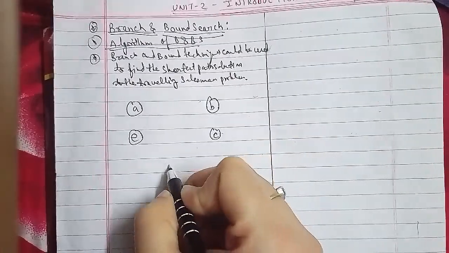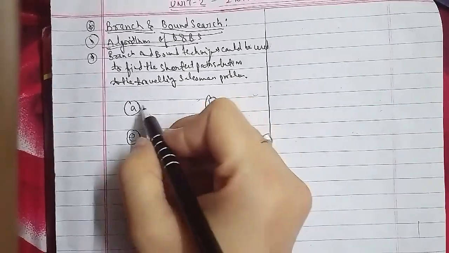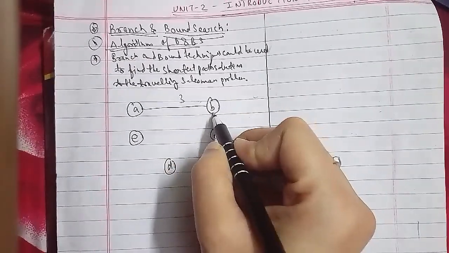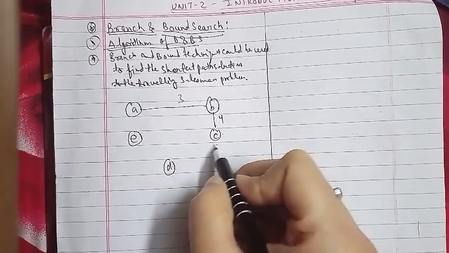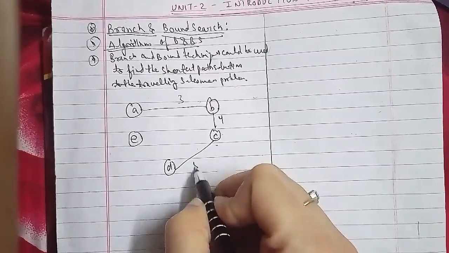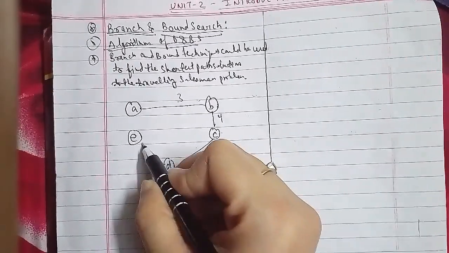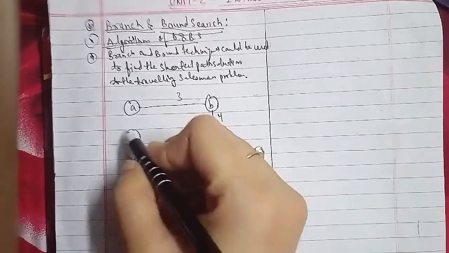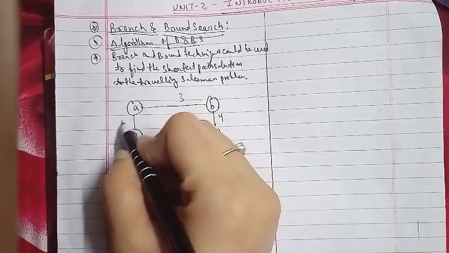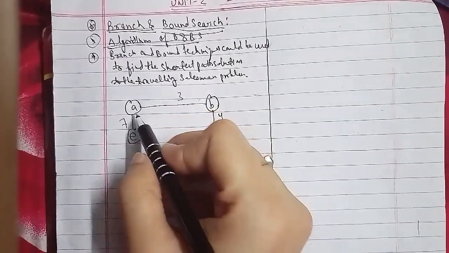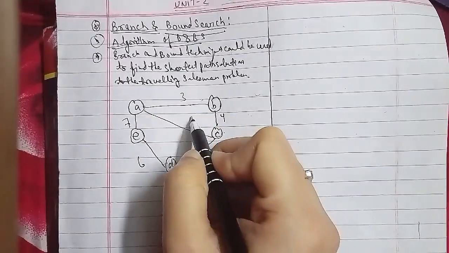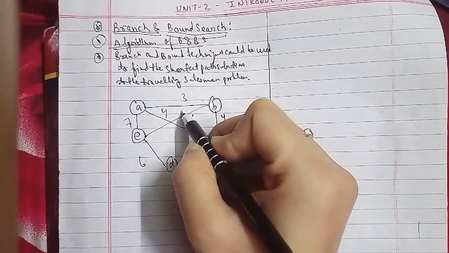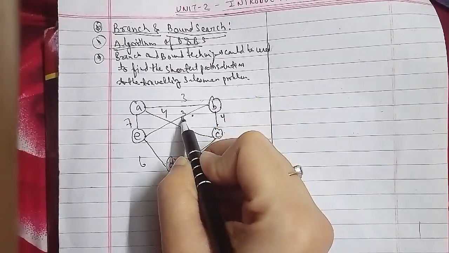When it is connected towards this, that is 4, connected towards this is 3, connected towards this, that is 2, connected towards this, that is 6, and these two are connected and set by 8. So this is the diagram, with node A, node B, node C, node D, and node E.